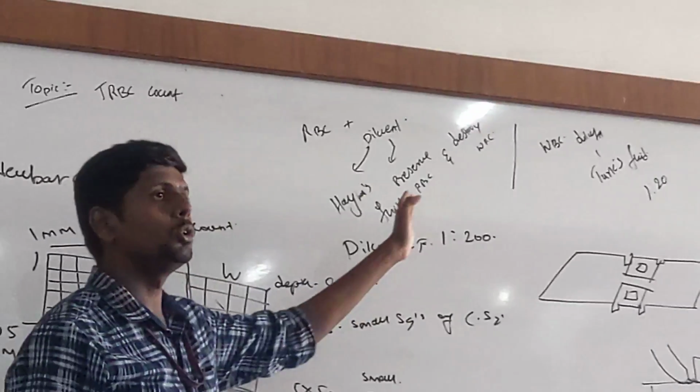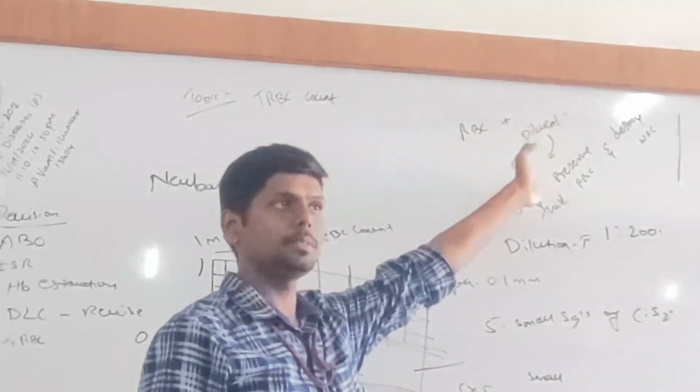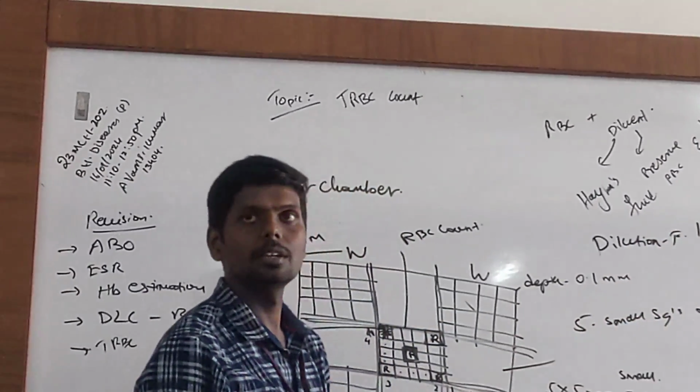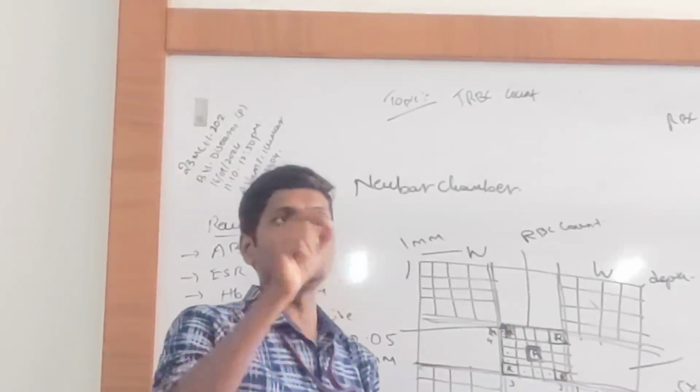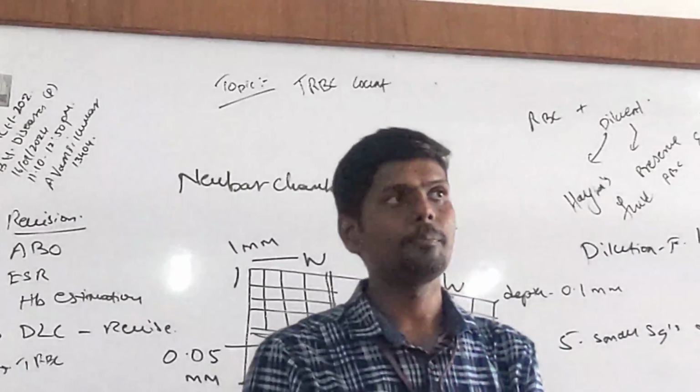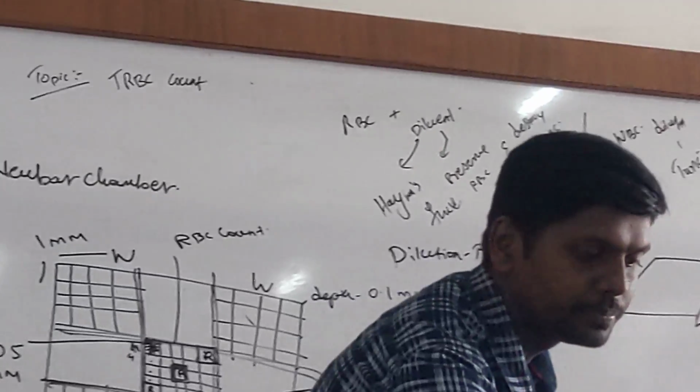One part of blood and 200 parts of diluting fluid, that's it. That is the dilution factor. One part of blood, 200 parts of diluting fluid. Clear? Yes, sir. Next.